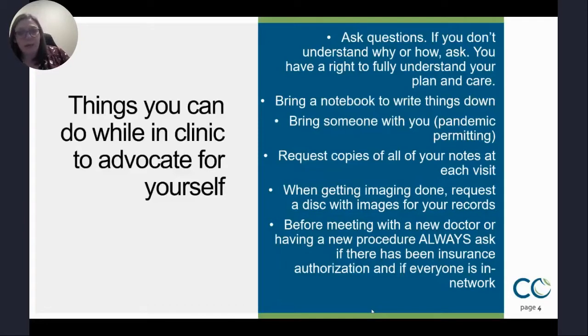And always, before meeting with a new doctor or having a new procedure, ask if there has been insurance authorization. Ask if everyone is in network. If they say they don't know or will have to see, that is not a good answer. We want to make sure everything is in network with your insurance. Otherwise, that falls on you. There's no, well, my doctor didn't check, so I shouldn't be responsible. Unfortunately, the fault always lies with the patient for not checking, which is not fair, but that's just the way insurance runs these days.